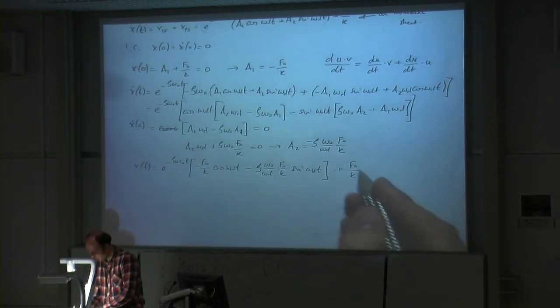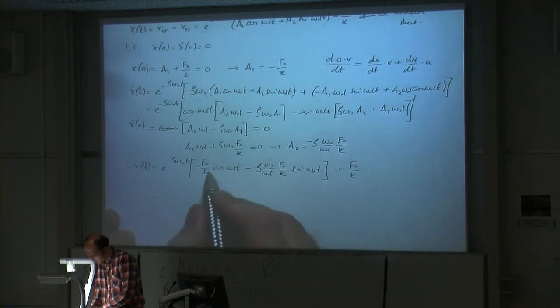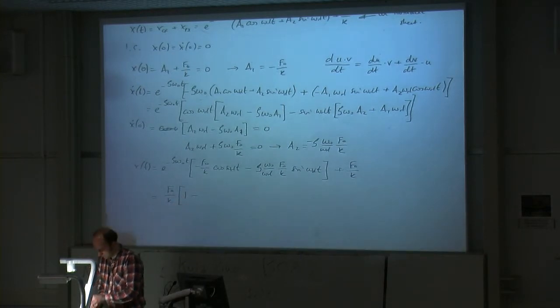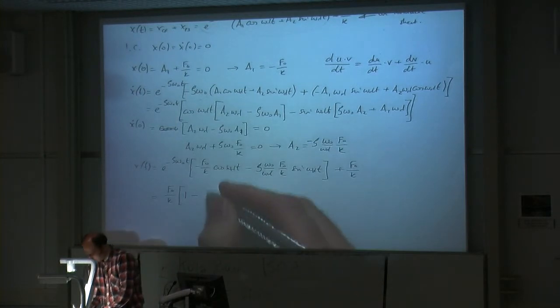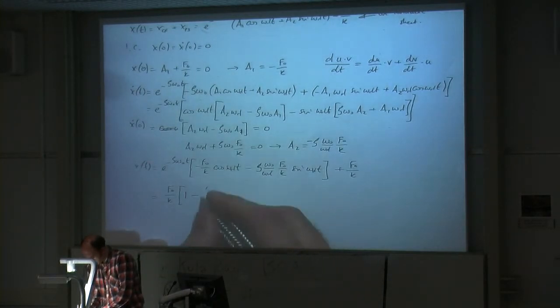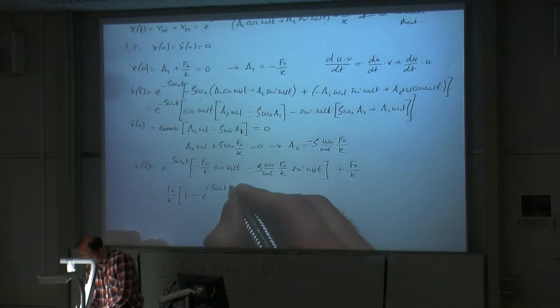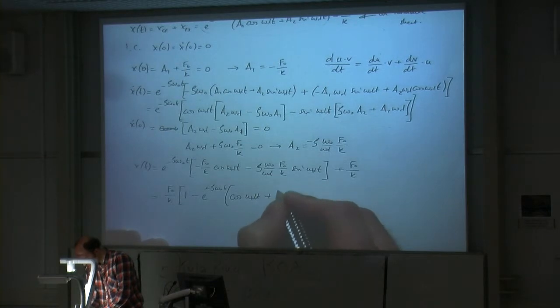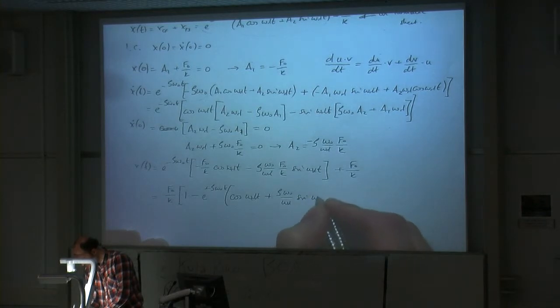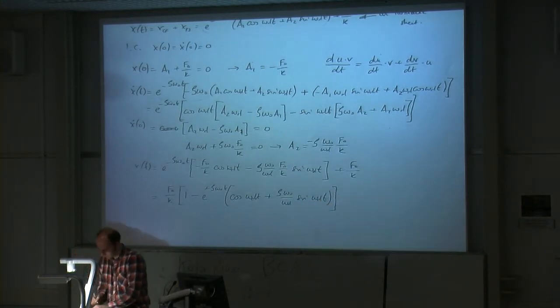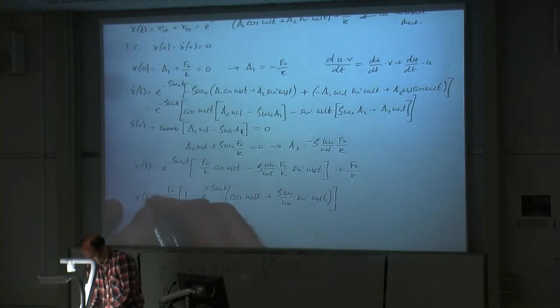And so here's our equation, and we can write this in a much nicer form. Notice that each term has an f naught upon k in it, so I'm going to take that out: f naught upon k, and then we have 1 minus, and I'm going to put these in brackets because it helps, e to the minus zeta omega naught t, cosine omega dt plus zeta omega naught over omega d sine omega dt. So that is the solution.